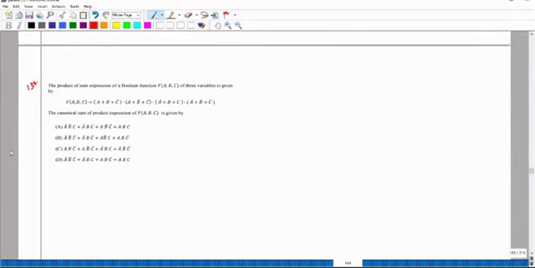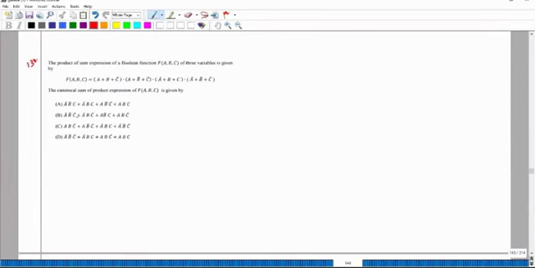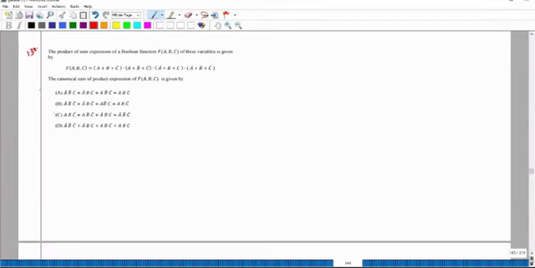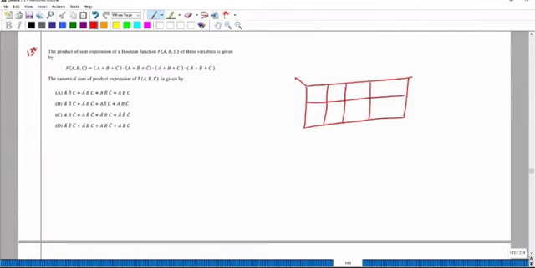So given the number is POS, it is a 3-variable function with A, B, C. Otherwise you can write like this: 0 0 0, this is 0 0 1, and this is 0 1 1, and this is 1 0 0, and this is 1 1 1.